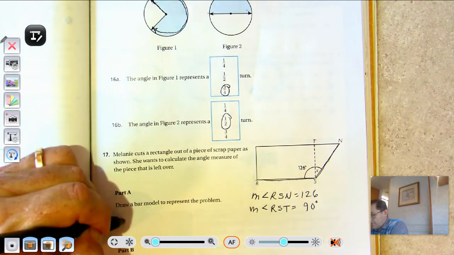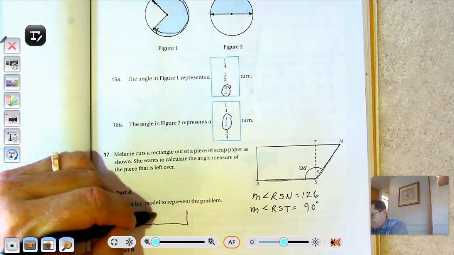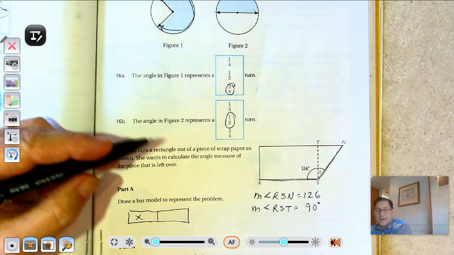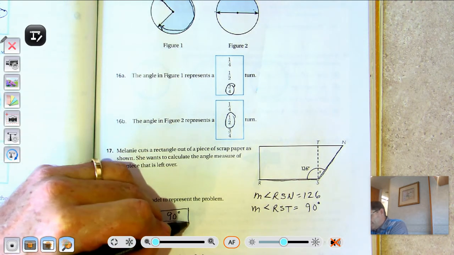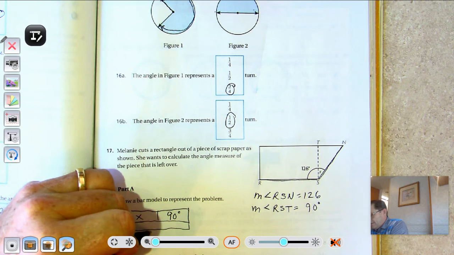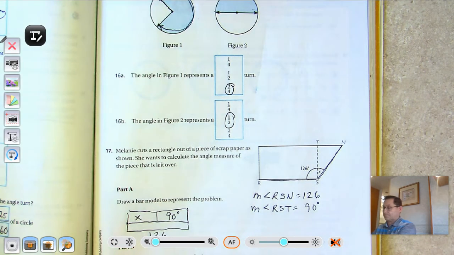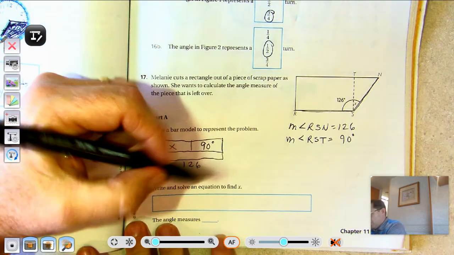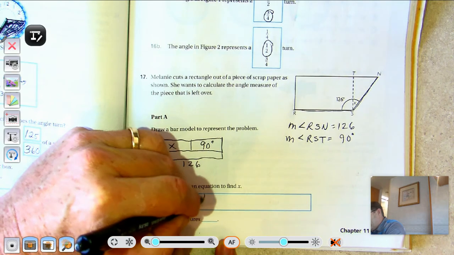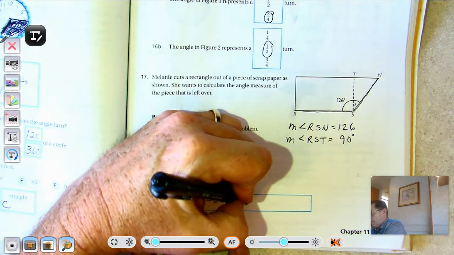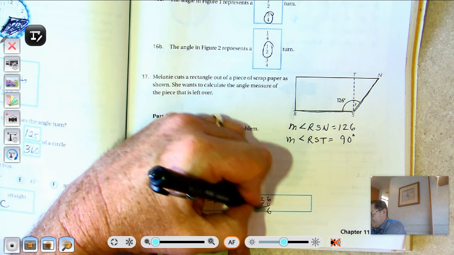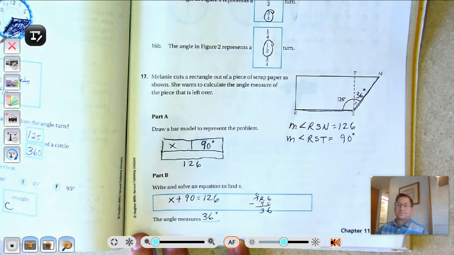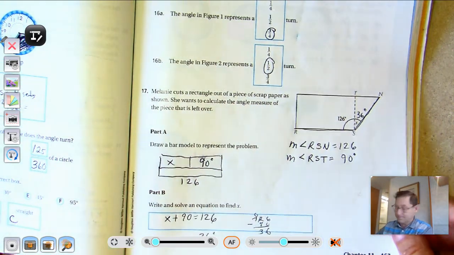So draw a bar model to represent the problem. We know that X, the unknown angle, plus 90 has to give me 126. So what's the equation? Well, it's going to be X plus 90 equals 126. 126, take away 90, leaves me 36 degrees.